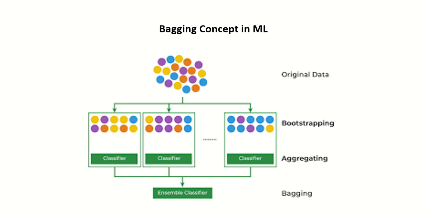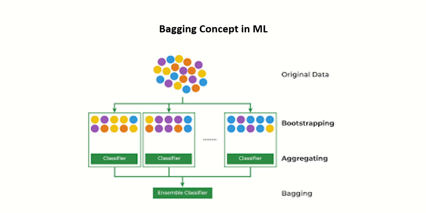Now, understanding the image. The image depicts the bagging process, showcasing its key steps: bootstrapping, training multiple classifiers, and aggregating their results to form an ensemble classifier. The first is the original data. At the top, we have the original dataset represented by a collection of multicolored dots. This dataset is the starting point for the bagging process.